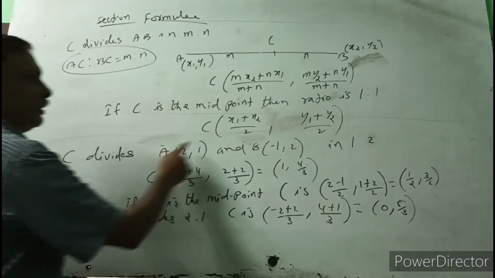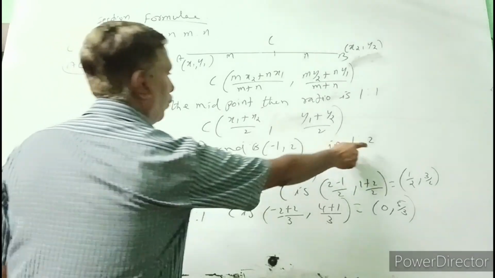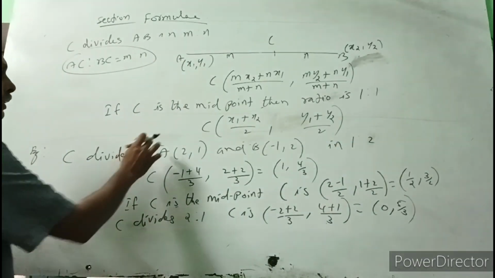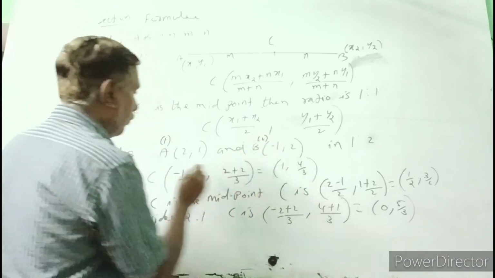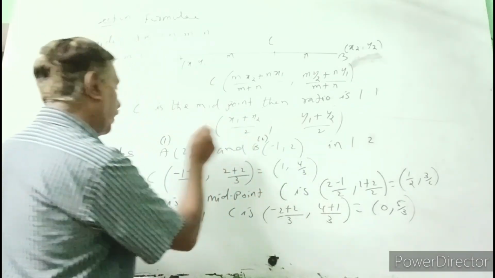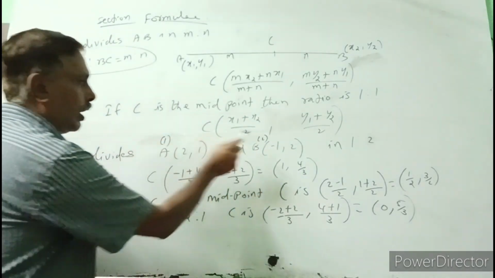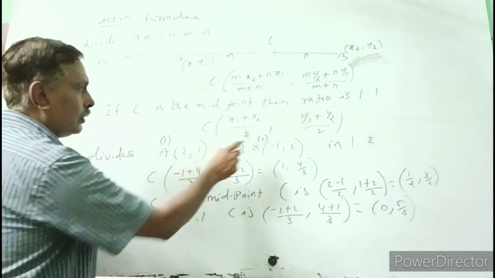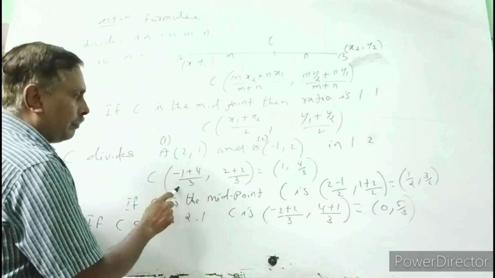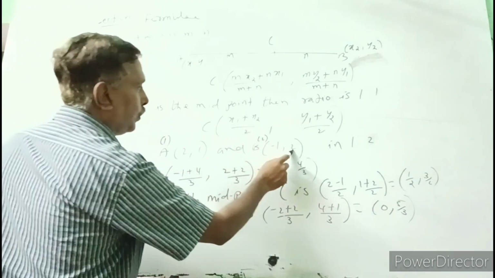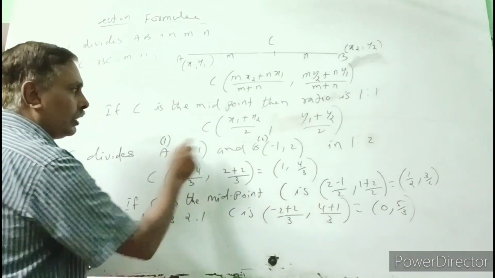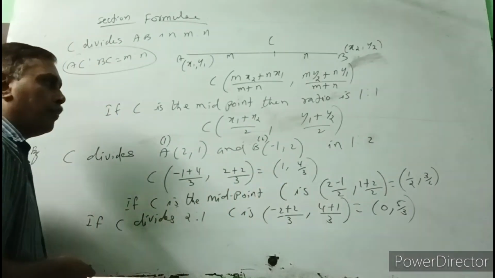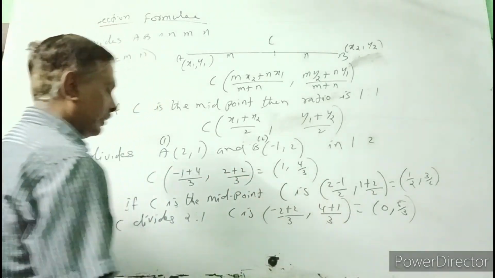Example: C divides the line joining A and B in the ratio 1 is to 2. Then 1 and 2 I am writing in the reverse order. 1 I multiply with B and 2 I multiply with A. 1 into minus 1, 2 into 2, that is 4 divided by 3. Similarly, 1 into 2, 2 into 1, that is 2 plus 2 by 3. Reverse order multiply for the coordinates. You will get 1, 3.